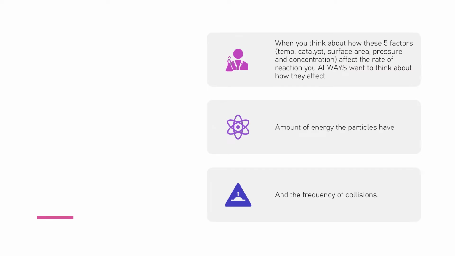When you think about how these 5 factors affect the rate of reaction, you always want to think about how they affect the amount of energy particles have, which is the activation energy, and the frequency of collisions, how many times the particles have collided.